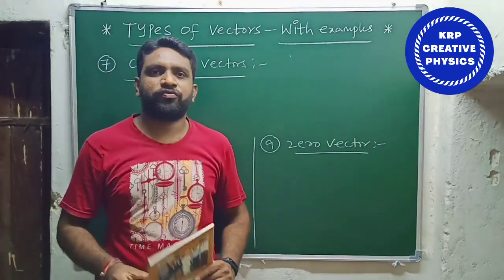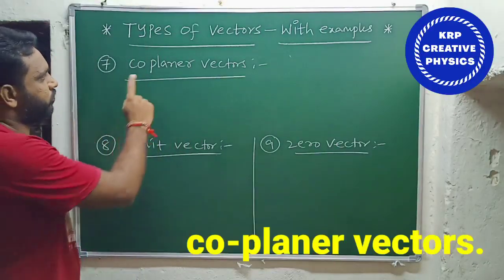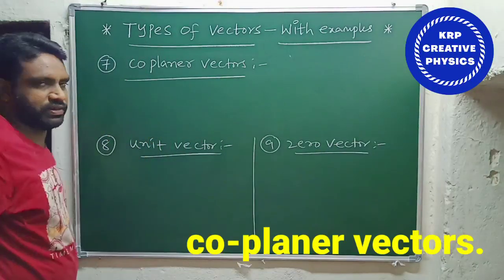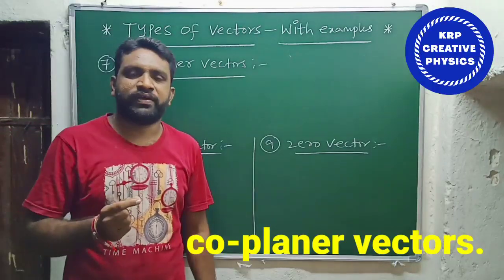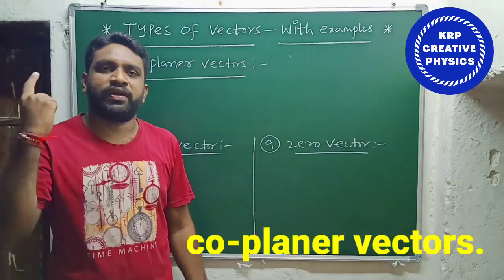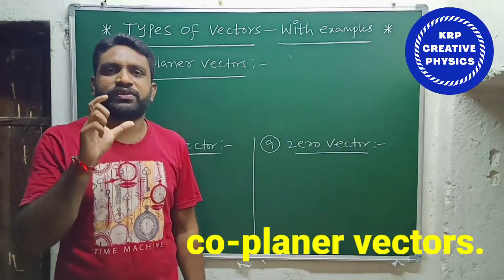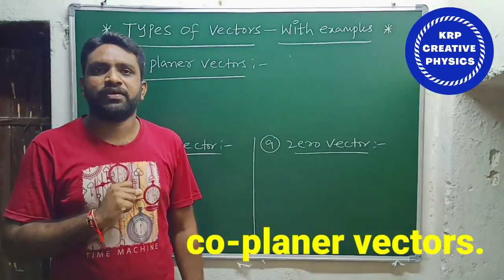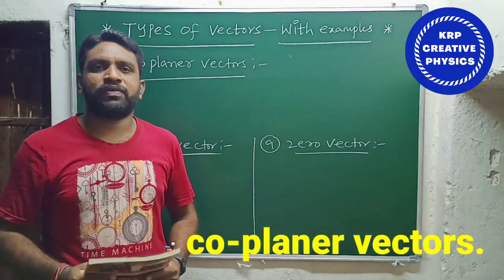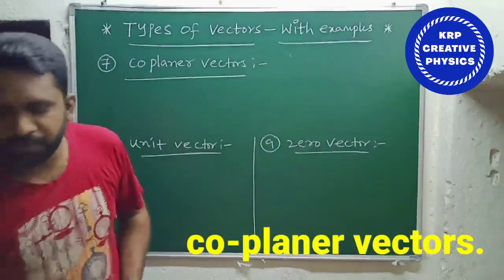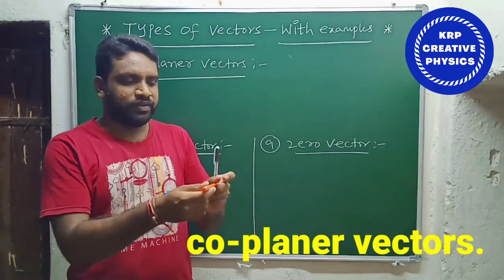After the completion of parallel and anti-parallel vectors, now we are going to learn coplanar vectors. First we need to know about the seventh type, coplanar vectors. So what is meant by coplanar vectors? If there is more than one vector, it may be 5 or 10 or 100, and they are lying in the same plane, then all these vectors are said to be coplanar vectors. Now we will see one example. With the help of this example, we are going to understand coplanar vectors very easily. Just try to observe here.